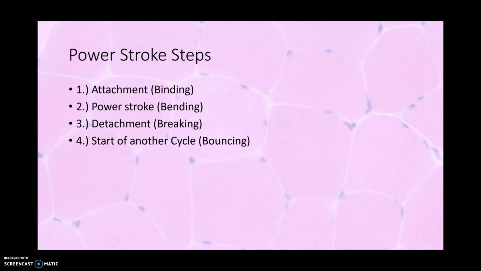So ultimately, if you've learned in undergrad or in any other exercise physiology class, you may have heard the terms binding, bending, breaking, bouncing, and that is ultimately our muscular contraction steps. So we have the attachment phase, where myosin attaches to the actin, the power stroke, where the myosin pulls on the actin strand, and then we have detachment, where the myosin and actin detach from one another, and then boom, we bounce back up and start yet again another cycle.